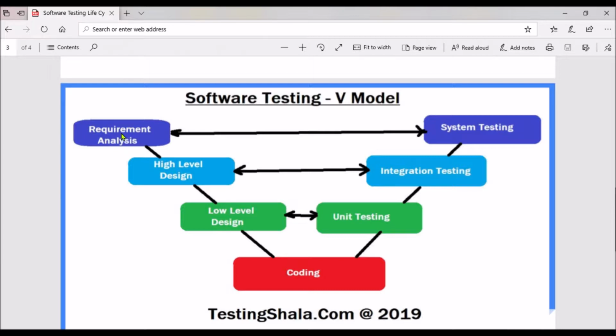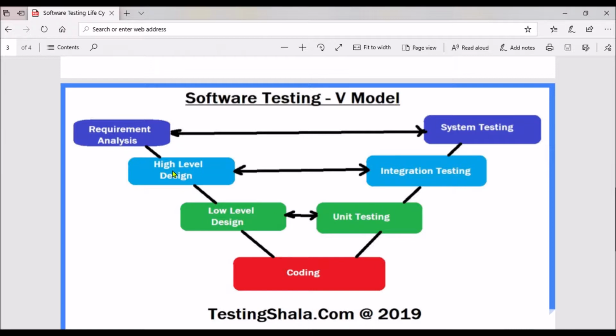A document will be generated and communicated to all the stakeholders, such as our PMs, product owners, BAs, and the development team, and we take their sign off for the requirement analysis. Once that is done, these requirements will be validated just to ensure that all the requirements are clear and have been signed off. Next level here is high level design.